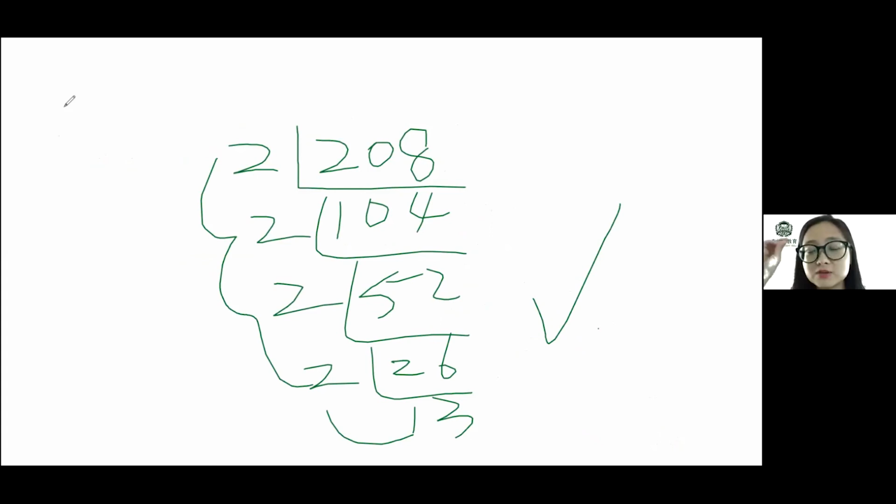And then we keep dividing until we get the prime numbers, right? A prime number can only be divided by 1 and itself. Very good.